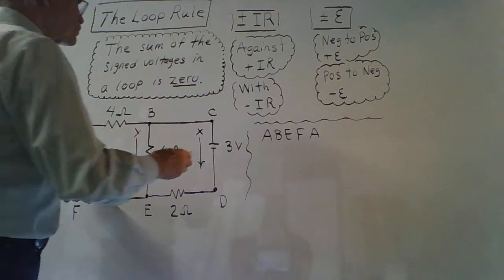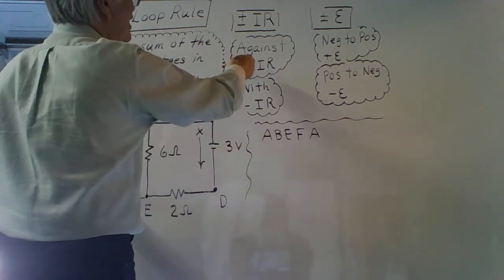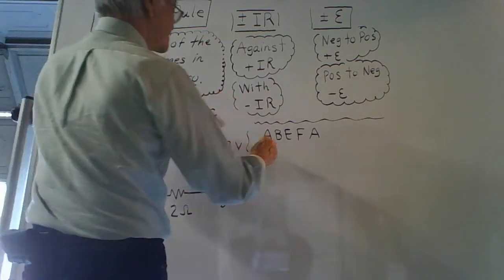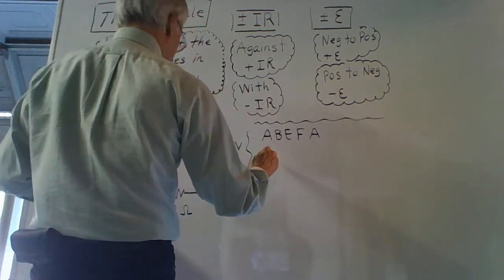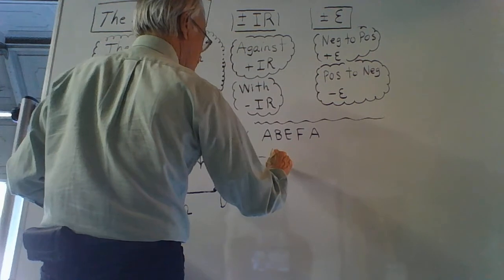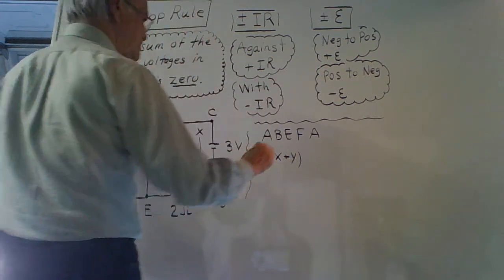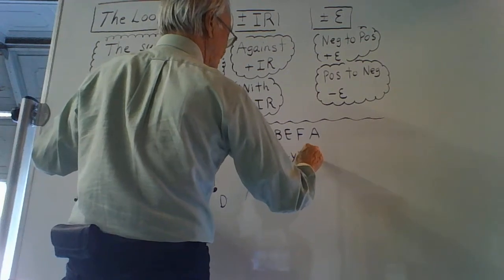and it's X plus Y. So we have an IR voltage. We're going with the current arrow, so it's a negative I, but I symbolizes X plus Y, times R, which is 4.